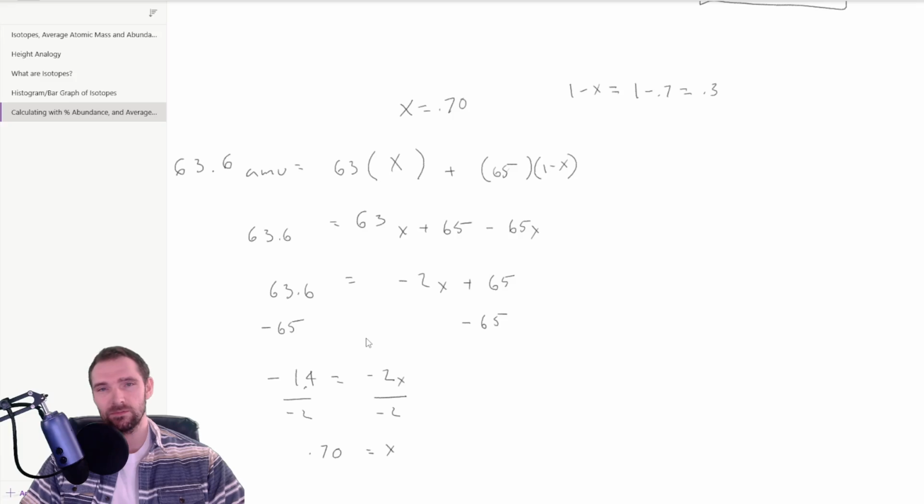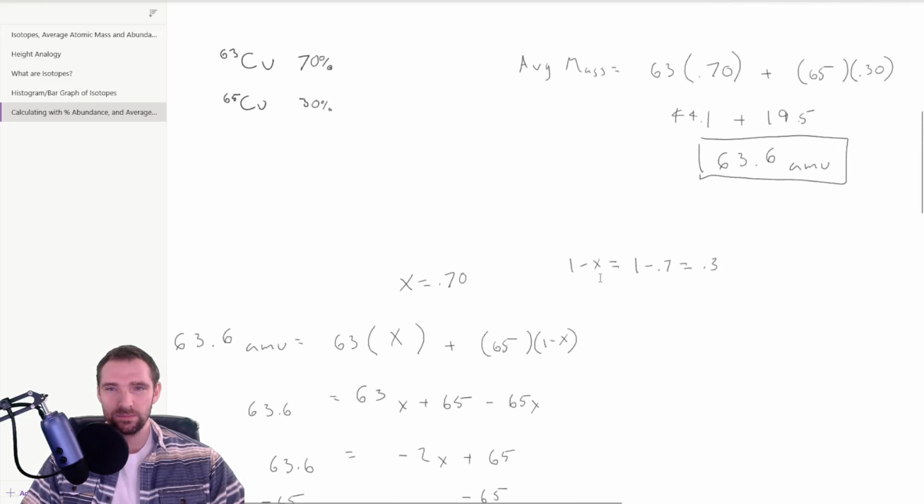So you can do a little bit of, if you distribute and then do some algebra, you should be able to solve for the unknown portion as long as you know the molar masses. So it's pretty tricky there.